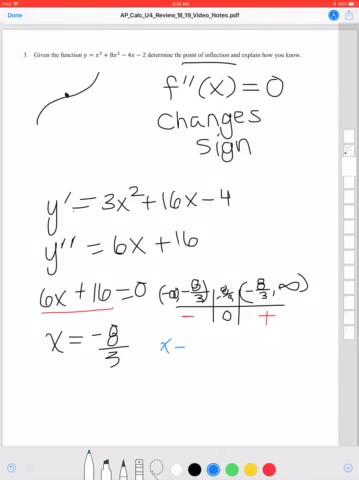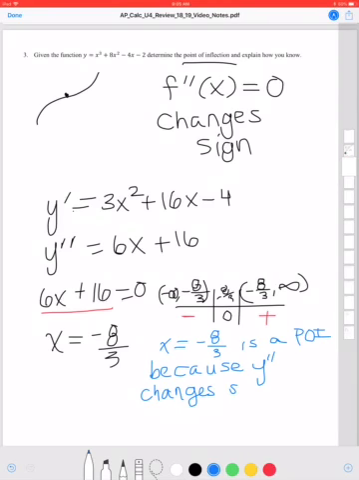So you'd want to word it something like that. So we'll say x equals negative 8/3 is a point of inflection because y double prime, the second derivative, changes sign at this point.